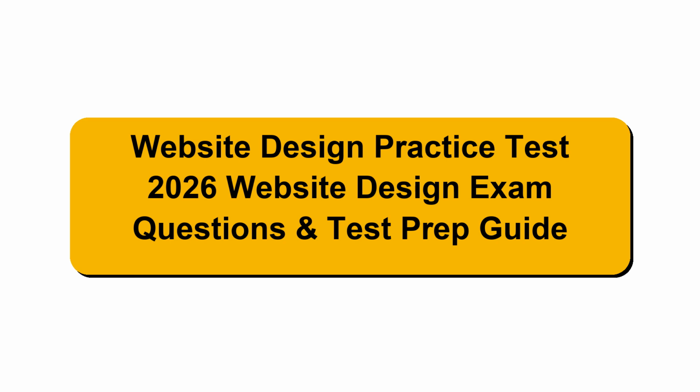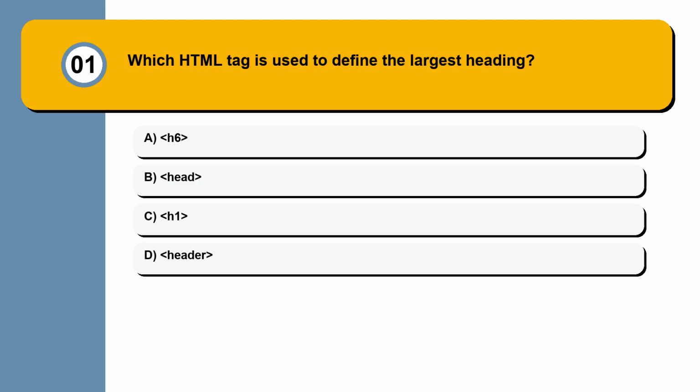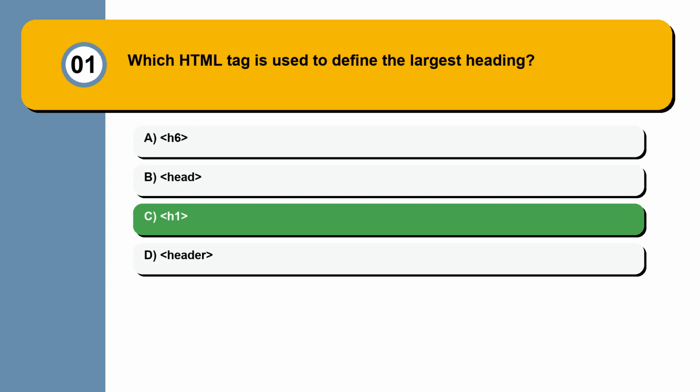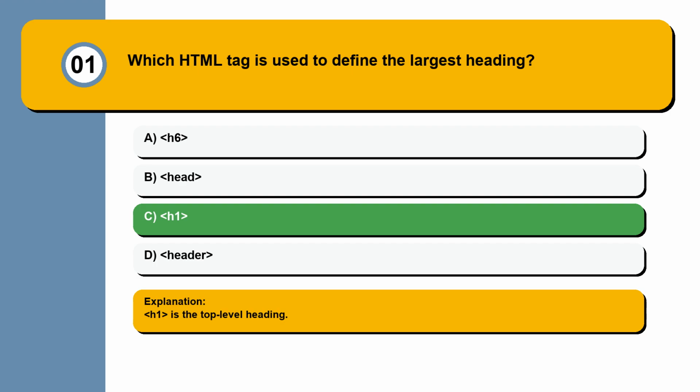Website Design Practice Test 2026: Website Design Exam Questions and Test Prep Guide. Question 1. Which HTML tag is used to define the largest heading? H6, head, H1, header. H1 is the top-level heading.